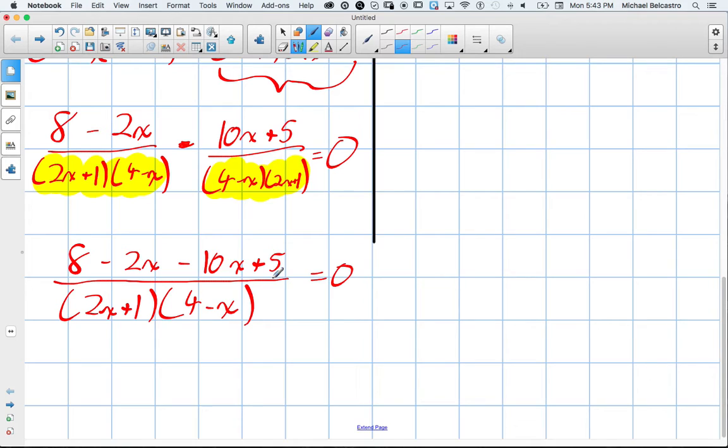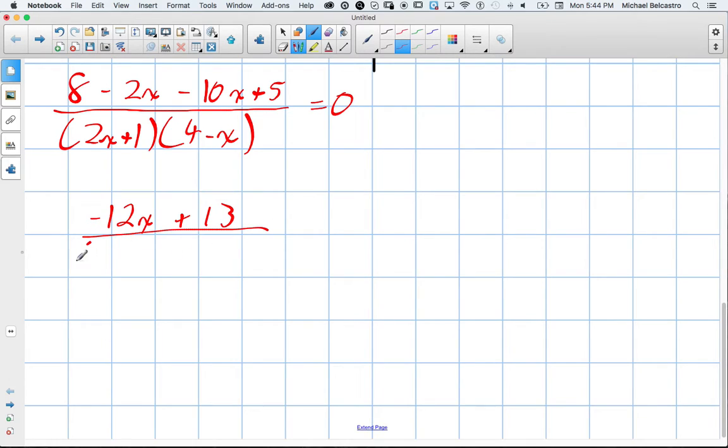Do I want to show you the other side yet? Okay, we'll continue here and I'll show you how the other side was a much quicker way of doing this. We'll simplify what's on top. We have 8 plus 5, those are like terms, so that's going to be 13, so we have positive 13. And negative 2x minus 10x is negative 12x on top. Okay, still going to need room. We have our common denominators.